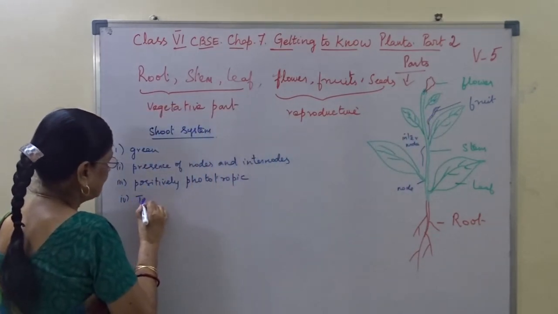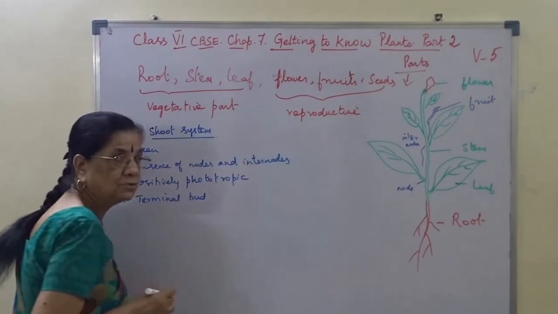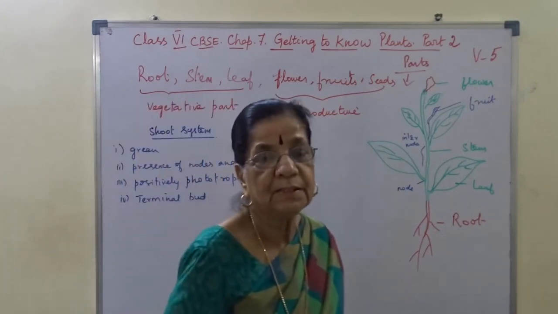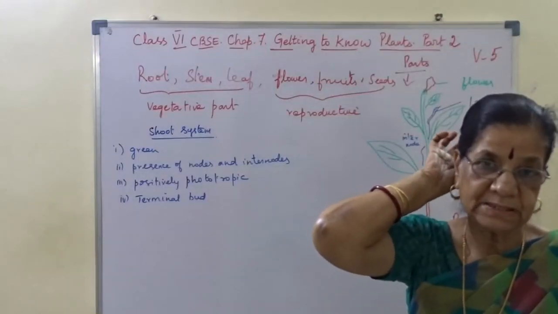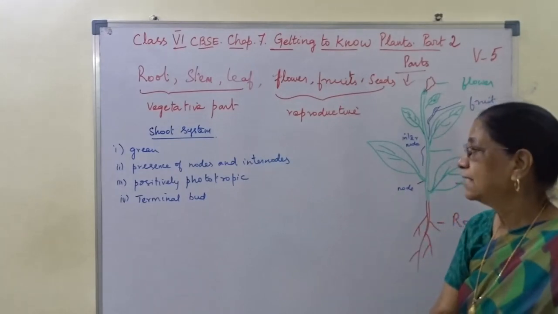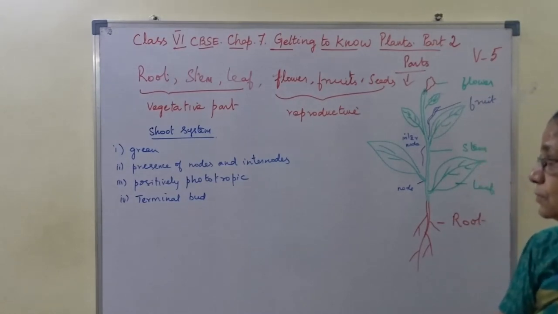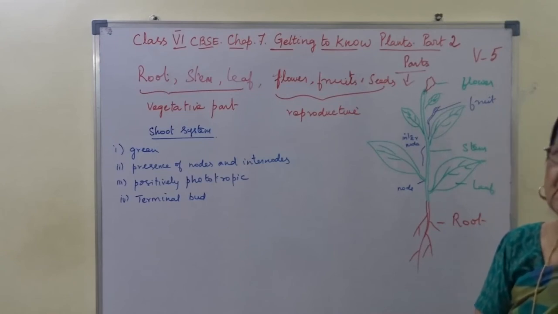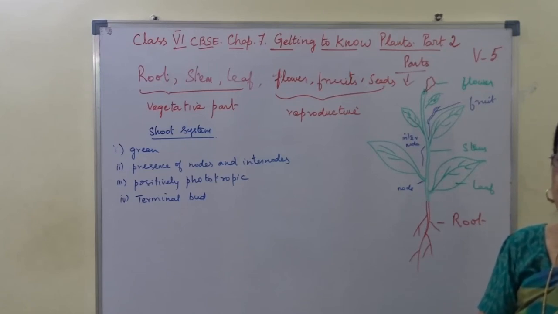In the shoot apex region, terminal bud will be present, at the terminal tip end. Okay. So I say characteristic features of shoot system: green in color, presence of nodes and internodes, positively phototropic, and terminal bud at the shoot apex is present. And then it bears leaves at the nodal region.